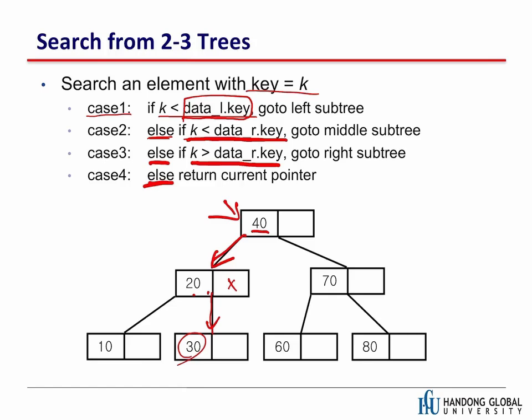If we are looking for 75, then 75 is larger than 40, and we don't have anything here, so we take this middle pointer, and 75 is larger than 70, and we don't have anything here, so we have to take the middle pointer, and 75 is smaller than 80, but 80 has nothing, so there is no target node here. Okay, so search is quite similar to BST, right?